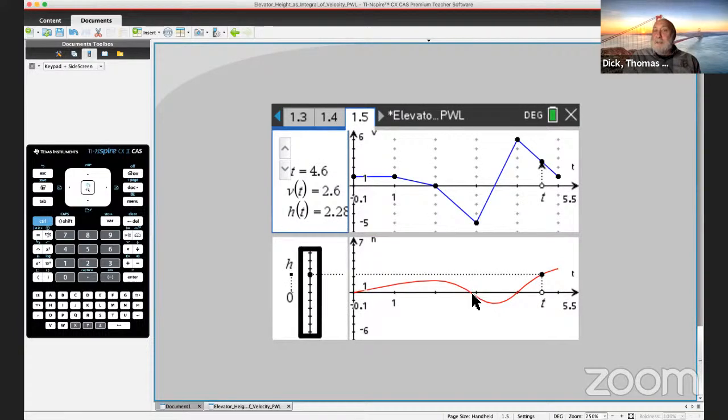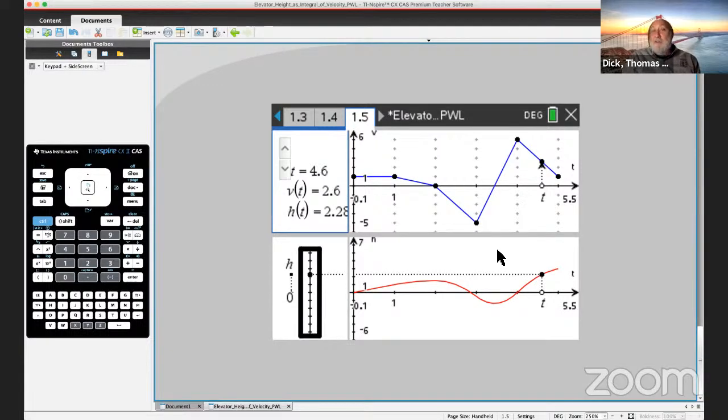So this is the position. And some people look at this and say, oh, wow, look at that, it's very smooth. But it should be, because it's differentiable. Even though the velocity graph has these sharp corners in it, it's continuous. It exists over that whole interval. So the position function should be smooth.